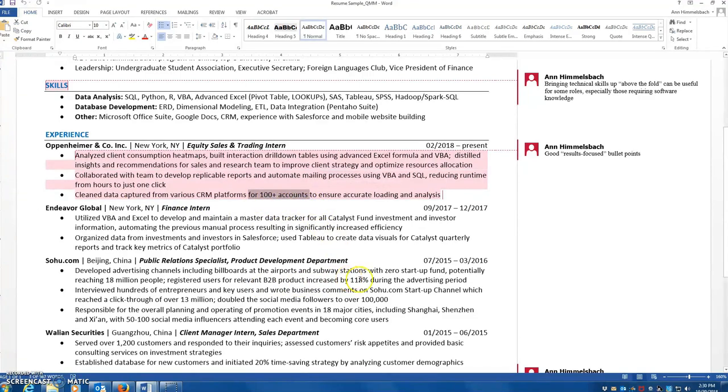There's also some great examples of quantifying down here. Whenever you quantify, those numbers just stand out and they provide a more concrete and holistic picture of your experience. So to go back here, for 100 plus accounts to ensure accurate loading and analysis. So another positive result.